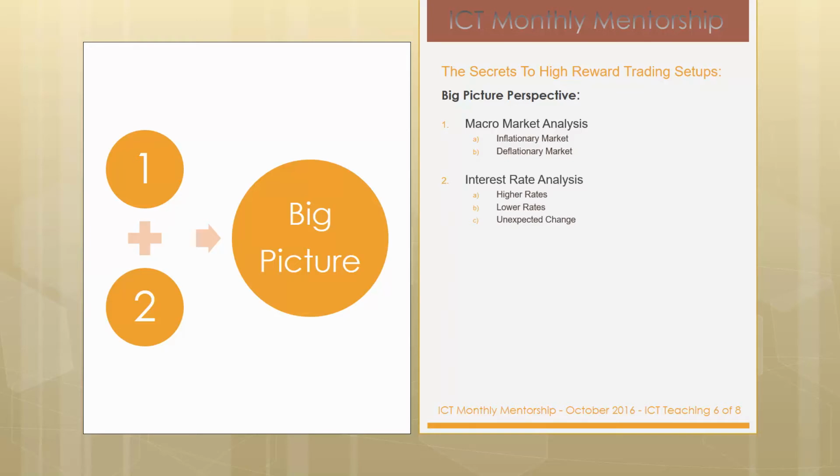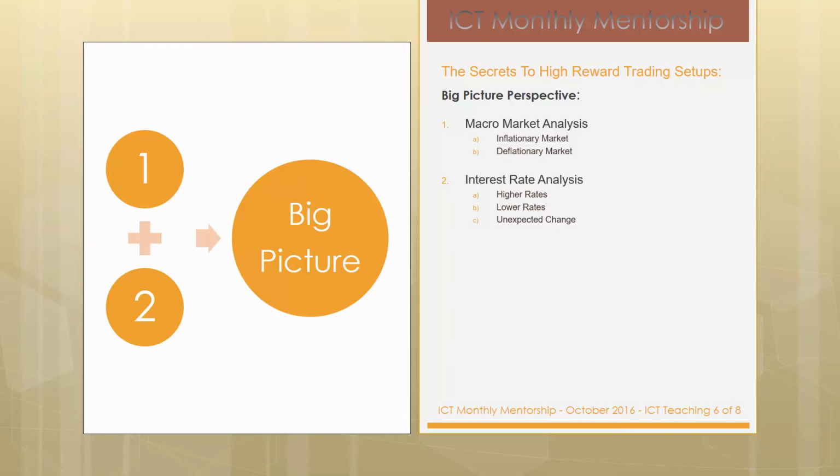And obviously, when we're looking at interest rates, we have to consider, are we looking at higher interest rates? Have we seen a trend in interest rates? Have they been climbing? Are we looking at lower interest rates? Have we just had rates decrease? Or have we seen a trend in lower interest rates? Or did we have an unexpected change?